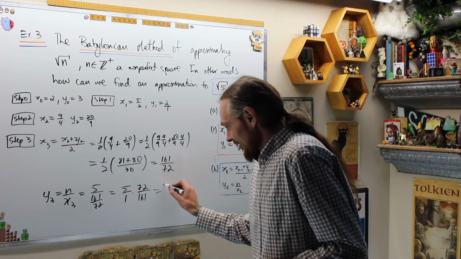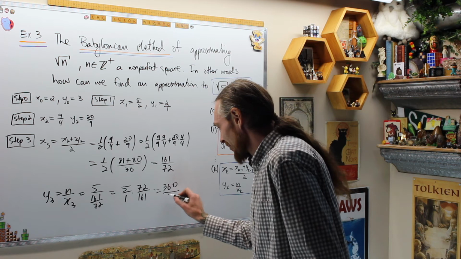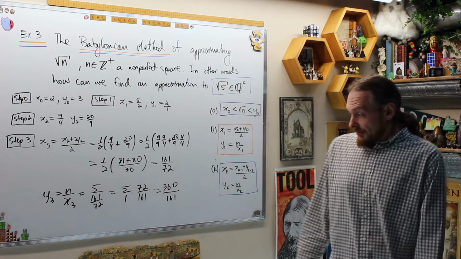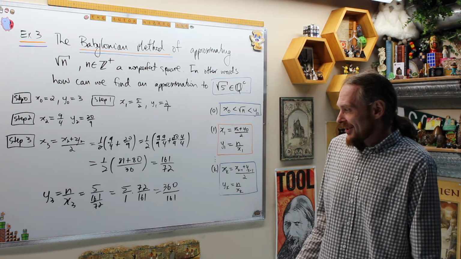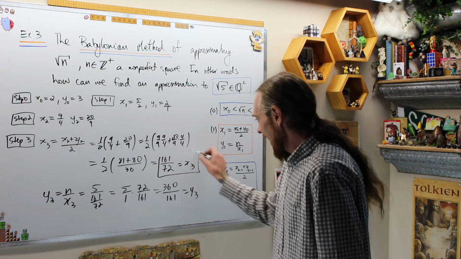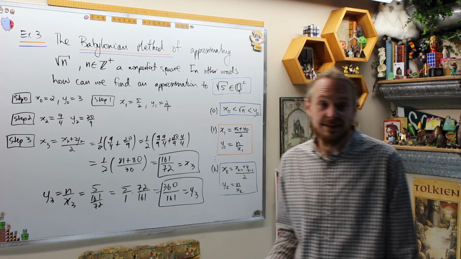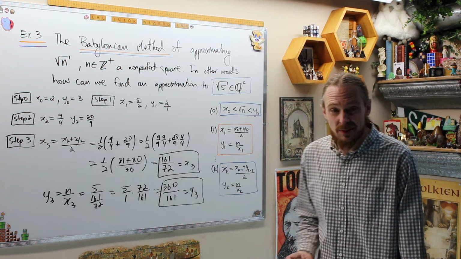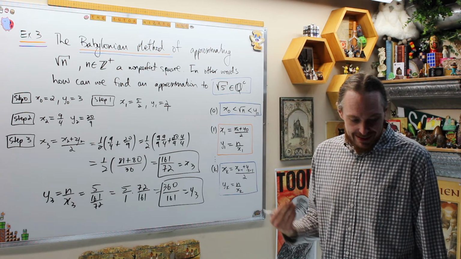So 360 plus 5 unnamed days. So we get these two approximations. This is y3 and this is x3. I assume that these are a fairly good approximation. Now what do I do with those? What that tells me is this.